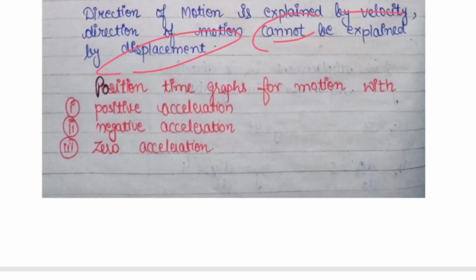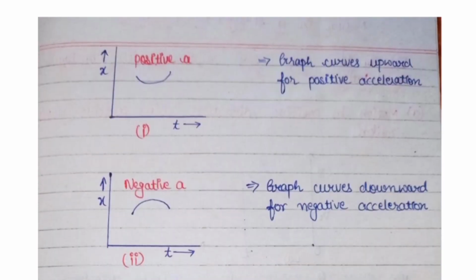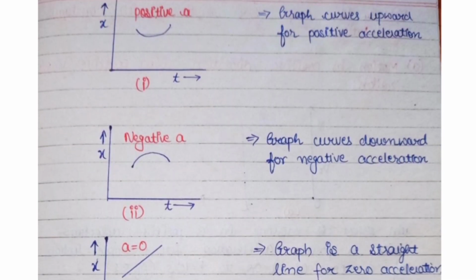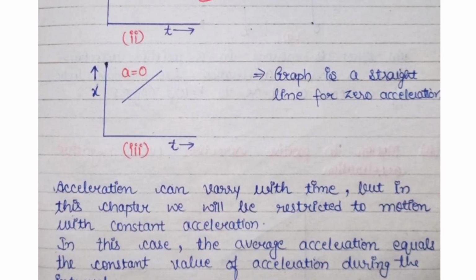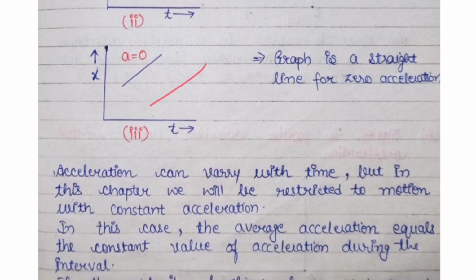Okay. Next, we have considered the position-time graph for motion with positive acceleration, with negative acceleration, and with zero acceleration. Just look at the graphs. The graph curves upward for positive acceleration. For negative acceleration, the graph curves downward. And for zero acceleration, this is a straight line. We all know that.